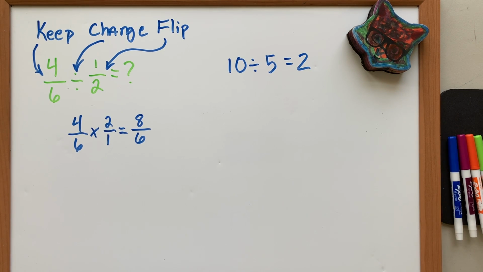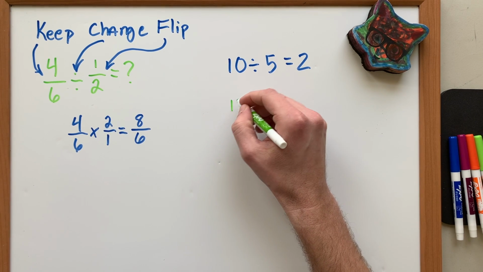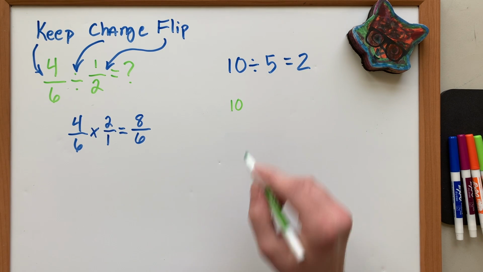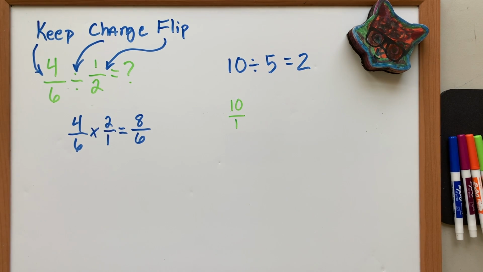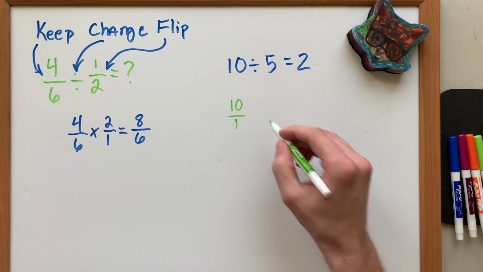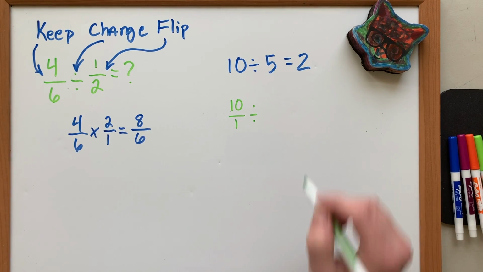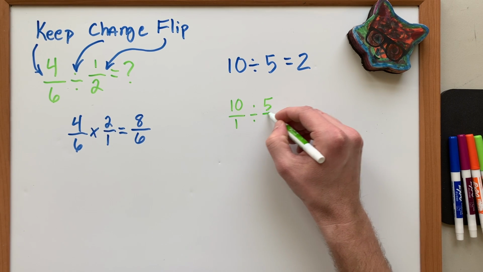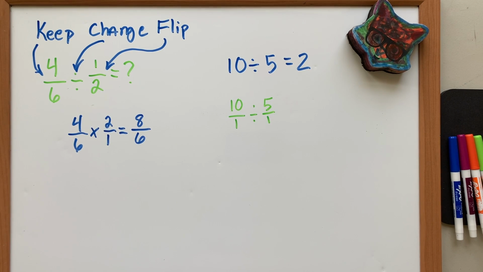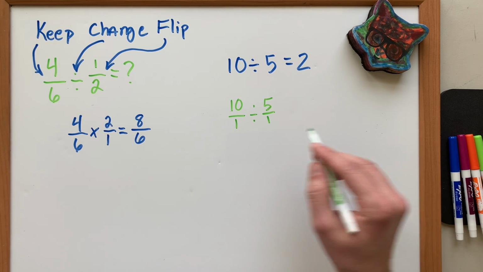Well, how can I test this new rule with a simple problem like 10 divided by 5? I can remember that 10 can be written as 10 divided by 1. Yeah, any whole number divided by 1 is still itself. Now I'm going to divide by 5, but I'm going to write it as 5 over 1. That's still 5. Let's use our keep, change, flip rule and try it out.